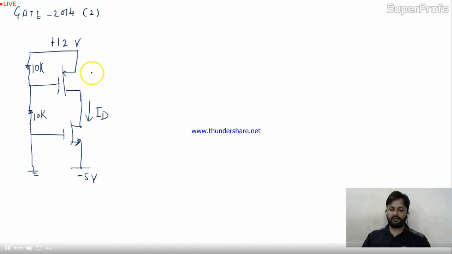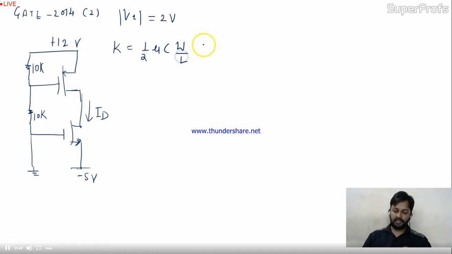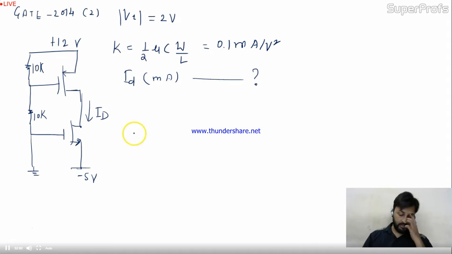Okay. Now, for the MOSFET shown in the figure, the threshold voltage VT is given. Mod of VT is given 2 volt, and K is given, and K is nothing but 1 by 2 mu Cox W by L is equal to 0.1 milliampere per volt square. They are asking the value of ID in milliampere.